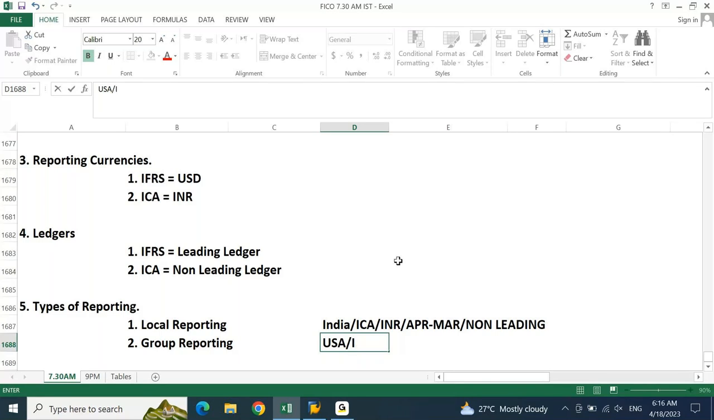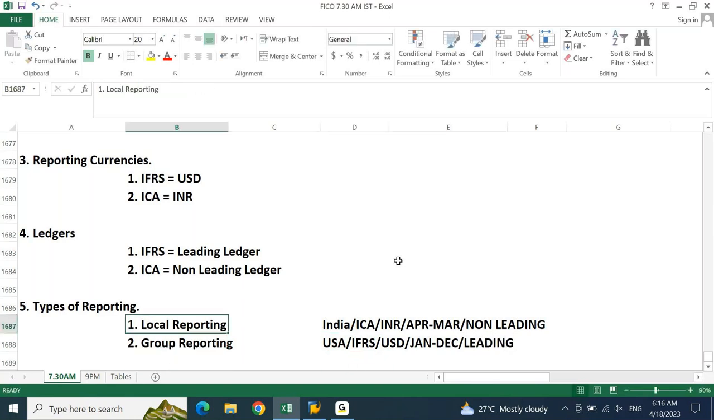We are using IFRS. Which currency we are going to use for our IFRS accounting principle? USD, US dollar. What is the reporting cycle we are going to use for IFRS? January to December. Which ledger are we going to use? Leading ledger. This will be leading ledger.